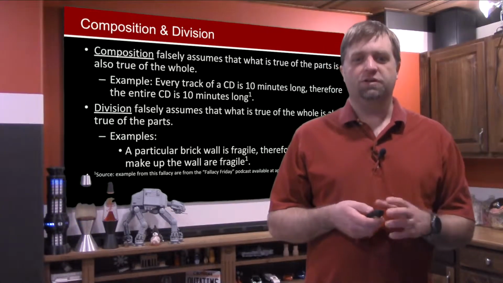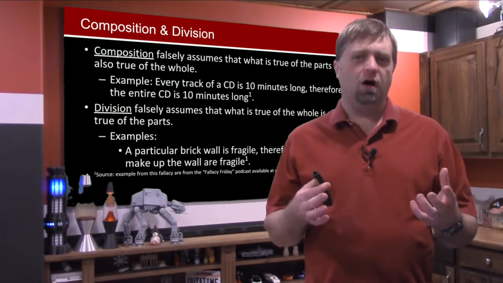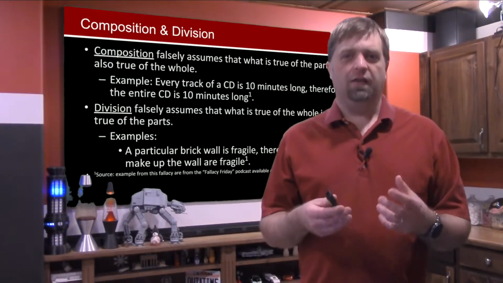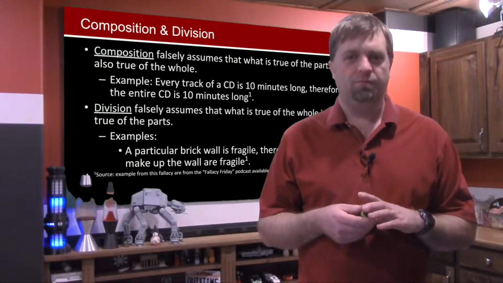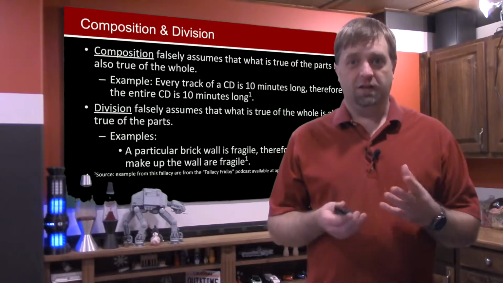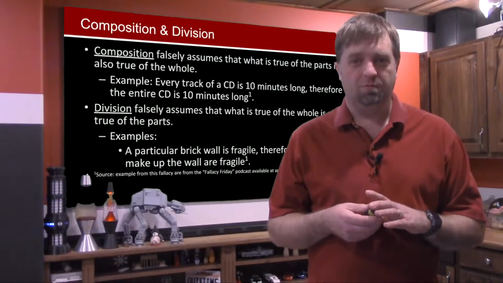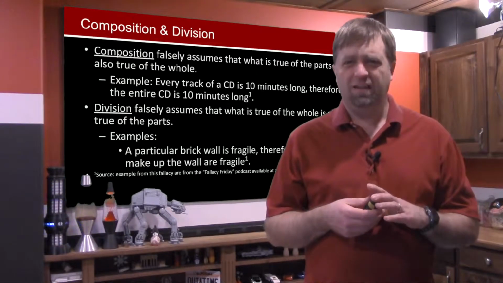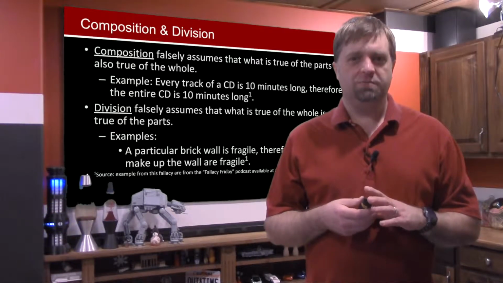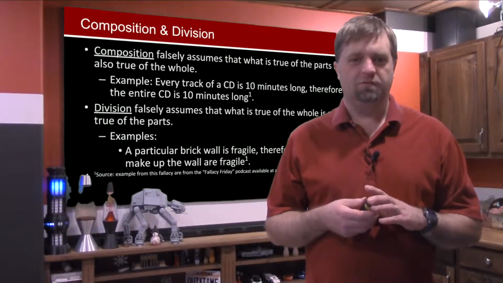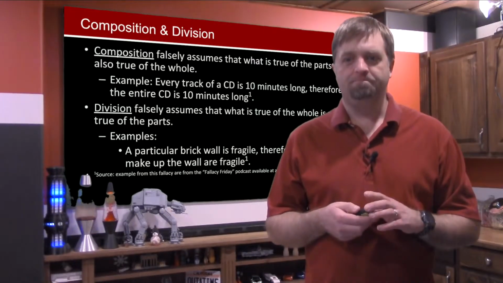And then as far as division goes, if you were to look at a brick wall and see that the whole wall is fragile, and then assume that means that each individual brick within that wall is fragile as well, that would be fallacious as well. As an architect, I can understand where people might think that, but bricks are actually quite robust materials, and oftentimes if the wall's fragile, it's because the mortar that's holding it together is fragile, not the bricks themselves.